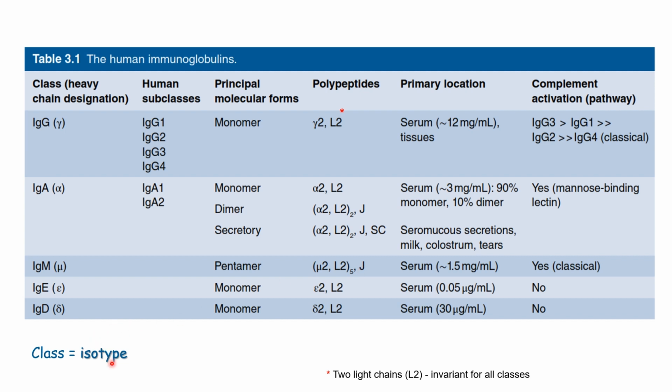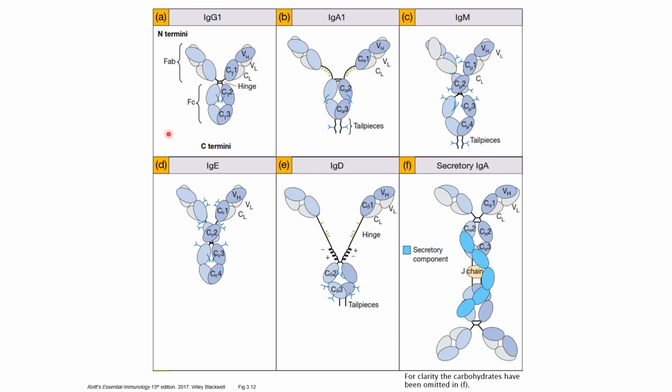You'll also see the word isotype. Sometimes the words class and isotype are used interchangeably. So when we talk about class or isotype, we mean the same thing. This is IgD class, or IgD isotype. Structurally speaking, we can see a commonality between these different classes or isotypes: constant domains, variable domains, heavy and light. But when we look a bit more closely, we can see some subtle differences.